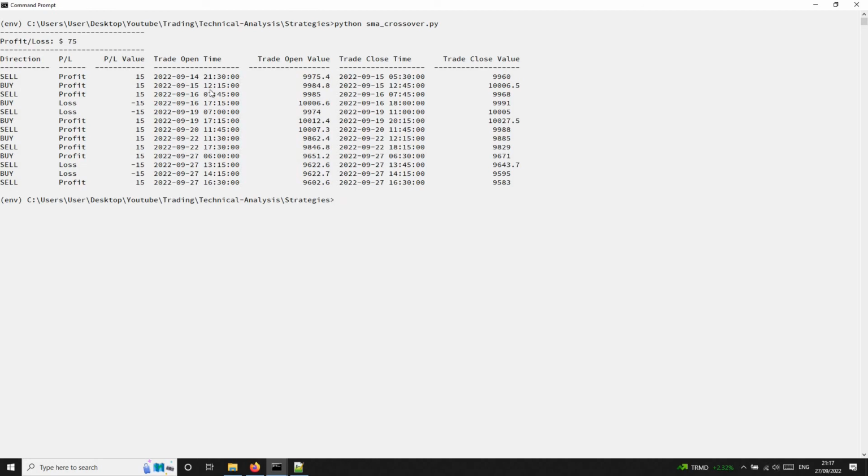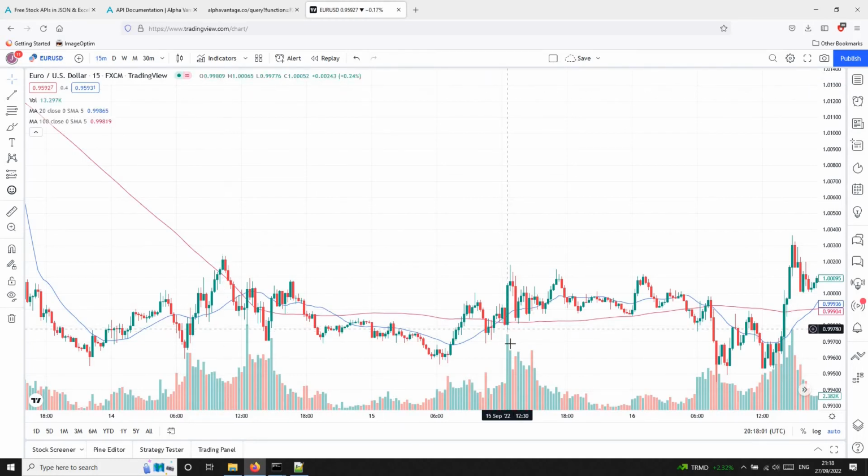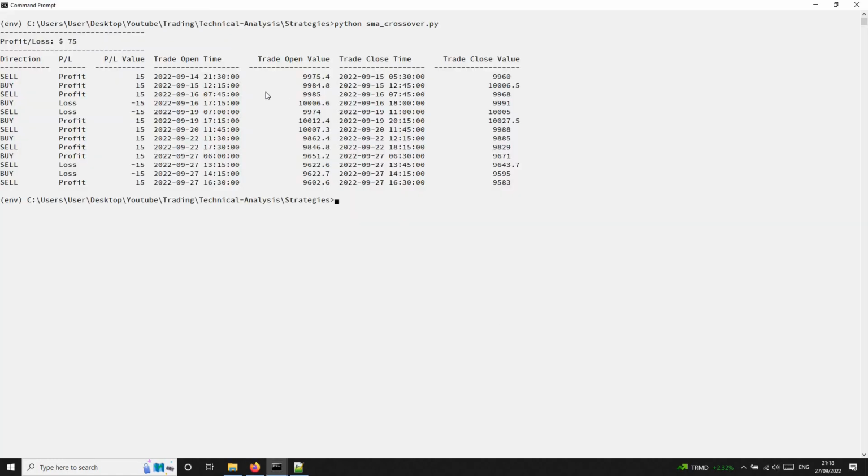This one started on 15th at 12:15. So 12:15 means 12 o'clock. Yeah, it started. So let's see, its open is 99849, 99848. See, so that's when our trade started. We took a buy signal.